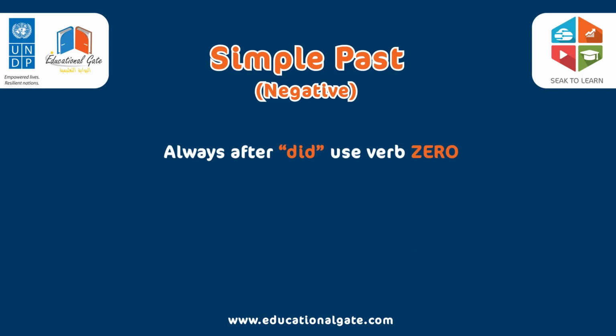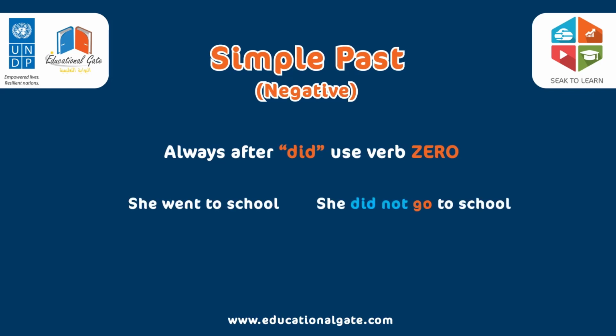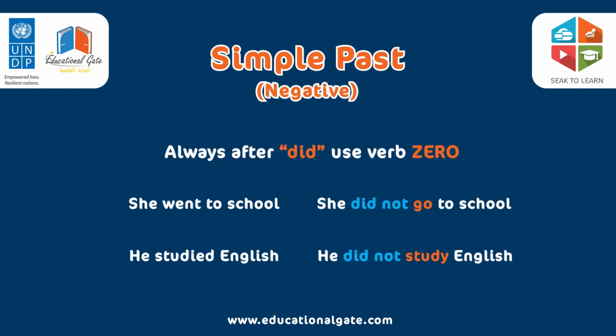Always remember after did, like do and does, we use verb 1. For example, she went to school. She did not go to school. He studied English. He did not study English.